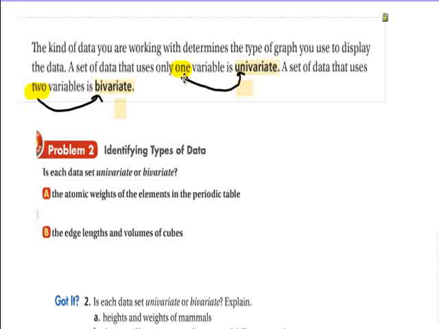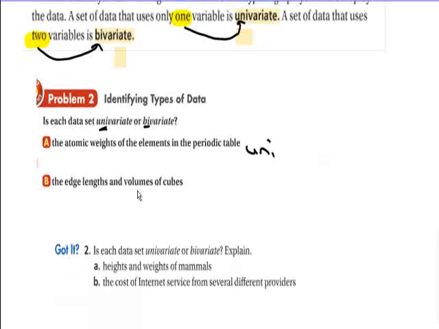This is a little bit easier to identify because we're really talking about one thing or two things. Atomic weight of the elements in the periodic table. Well, if it's the atomic weight, it's the atomic weight, and it only has one atomic weight. So univariate. And the edge lengths and volumes of cubes. Okay, so that is bivariate.